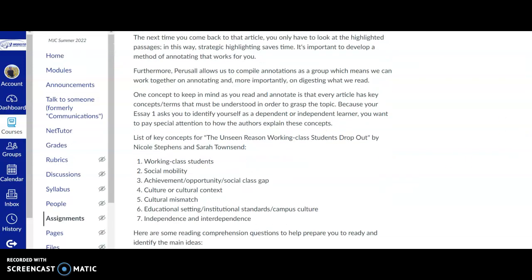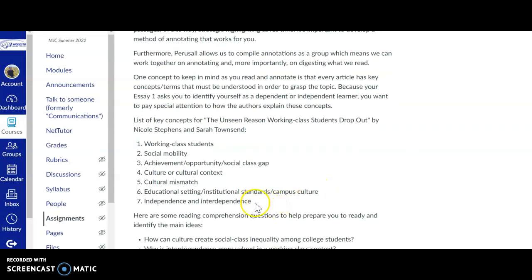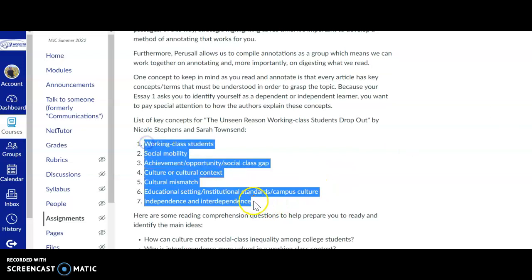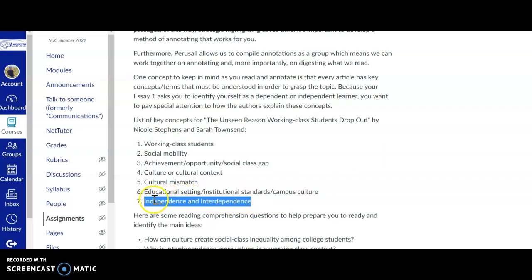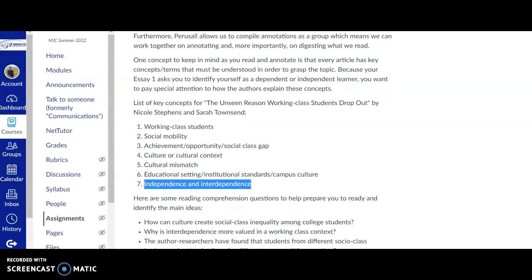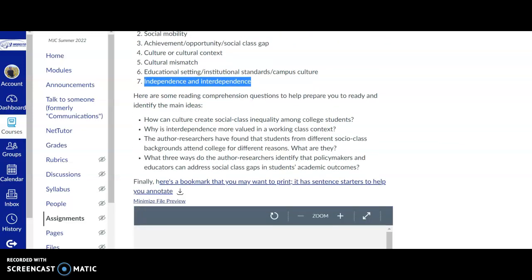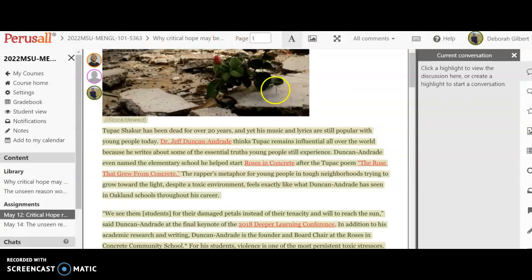And I've given you a list of all of their key terms, but especially for writing your essay, you need to understand those really well. So when you annotate, you want to pay special attention to those terms. Okay, let's look over here.